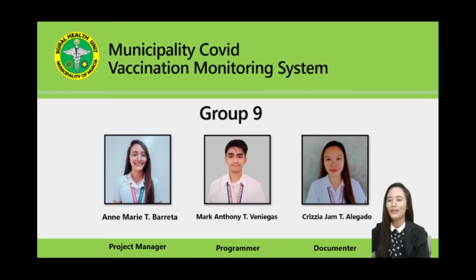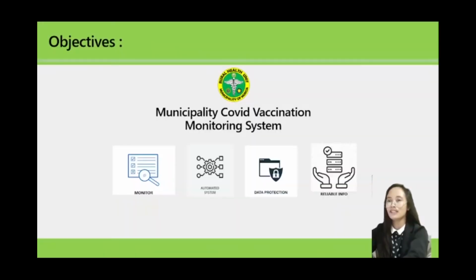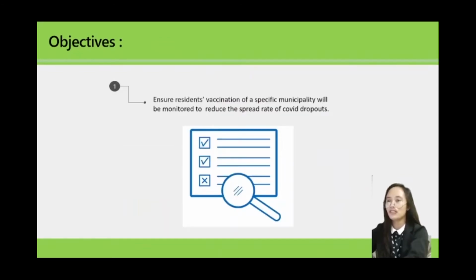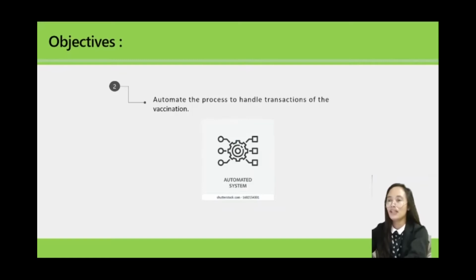And we are going to have a short demo about our system, which is the Municipality COVID Vaccination Monitoring System. So our system aims to provide the following objectives. First is to ensure residents' vaccination of a specific municipality is monitored to reduce the spread rate of COVID dropouts. Second is to automate the process to handle transactions of the vaccination.